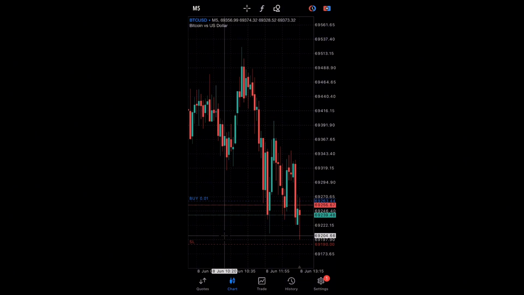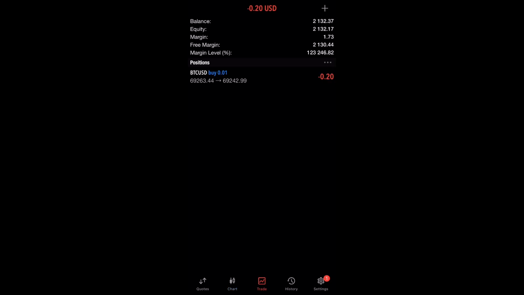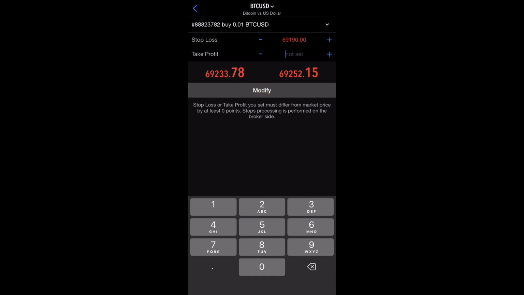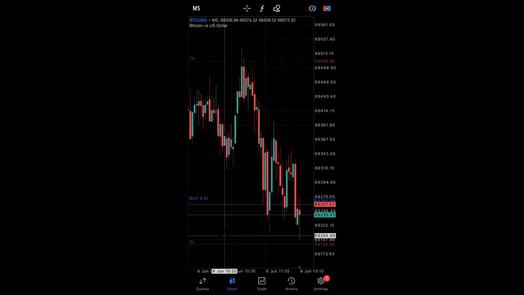And let's assume that our take profit is at 69500. You go back to the trade, you click on the trade, you click on modify, then you input 69500 and you modify. This is how to place trade using the market execution.